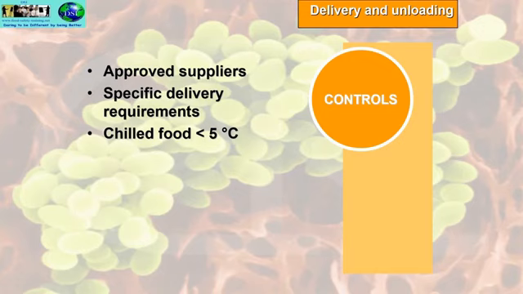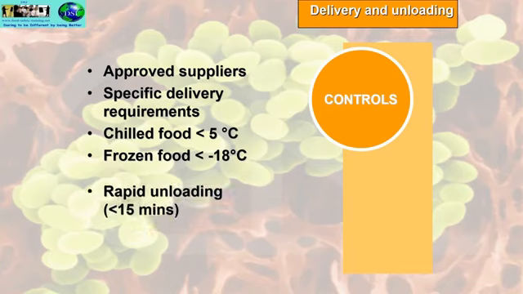Chilled food must be delivered under 5 degrees Celsius, and you must make sure the food handler is actually temperature probing the food to make sure it is that temperature. If it's above that temperature, then it must be returned. Frozen food must be delivered at -18 or lower, and again check with the food handler. If it's above that temperature, then reject it.